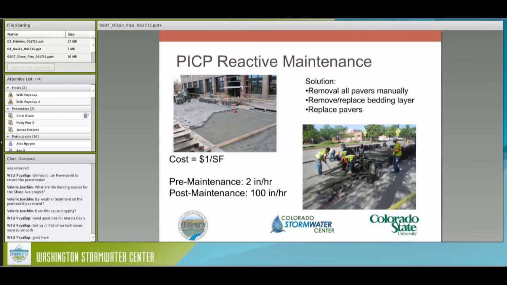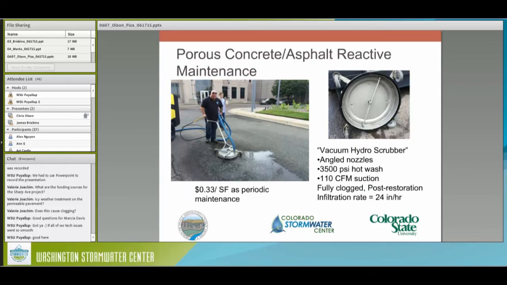But afterwards we went in and did our infiltration test again, and we had very typical greater than 100 inches per hour of infiltration rates for PICP, which is very typical of a brand new installation. So this worked, and the good news is that if you do ignore your PICP sites and it becomes clogged, you can restore it. It's not necessarily cheap, $1 per square foot, but it is possible to restore that.